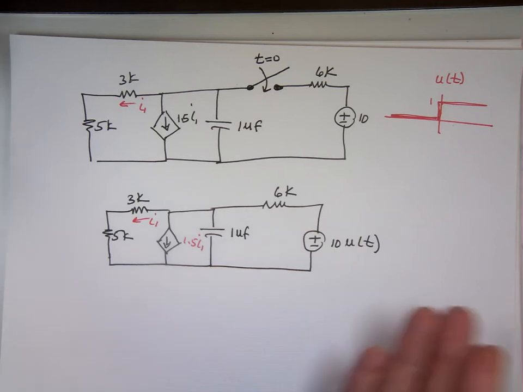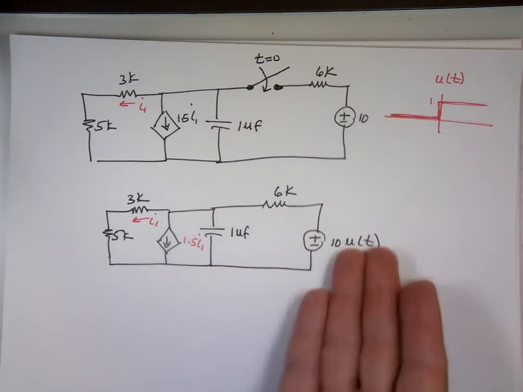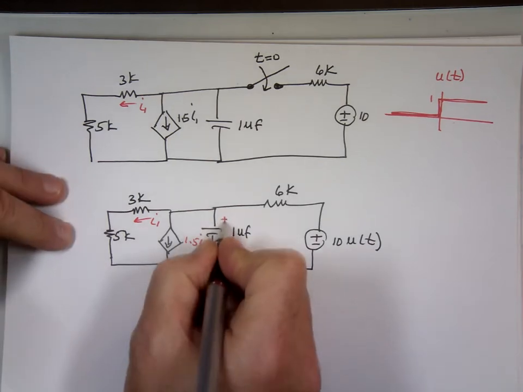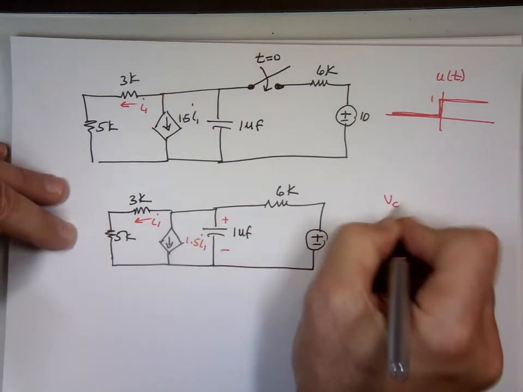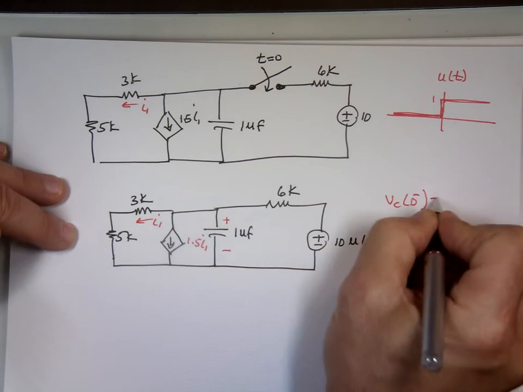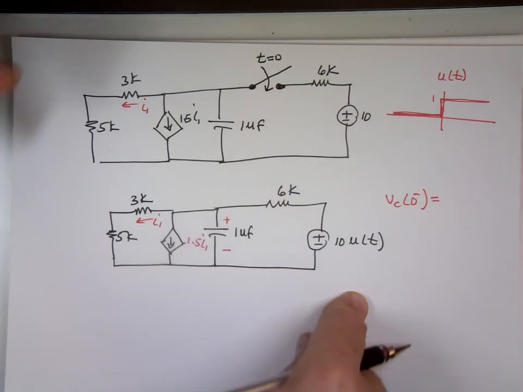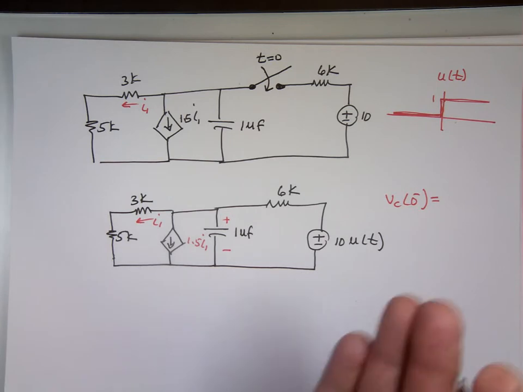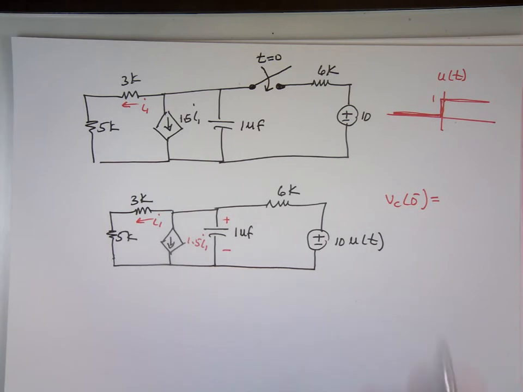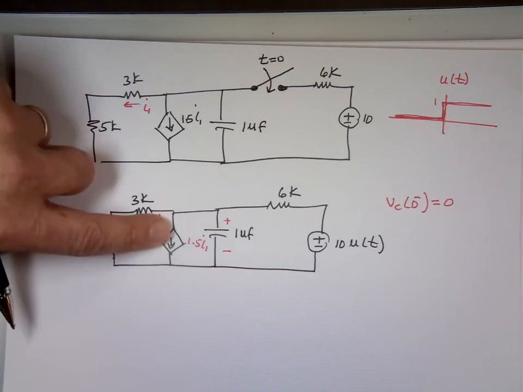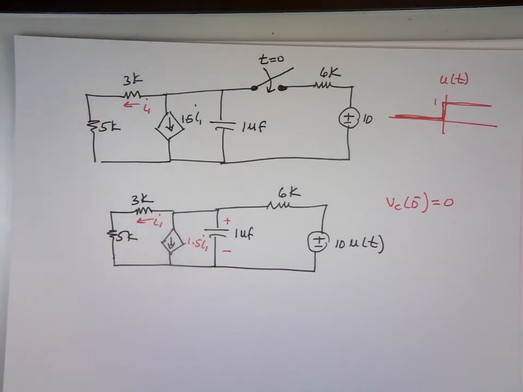The good news is, if I don't have any sources in the circuit to power that circuit, what is the voltage across the capacitor at 0 minus? So if I'm looking for that, I can use that really here. It's the same thing in terms of VC of 0 minus. But circuit-wise, they're not the same. That's still a 0. What about the dependent source? Well, nothing's going to happen if I don't have a source to power it.